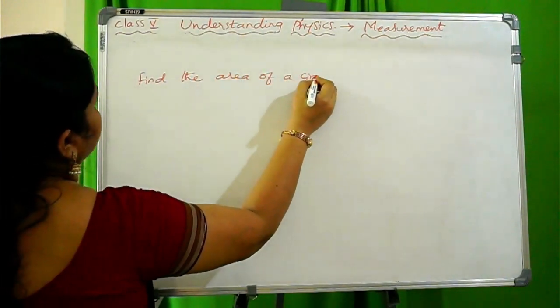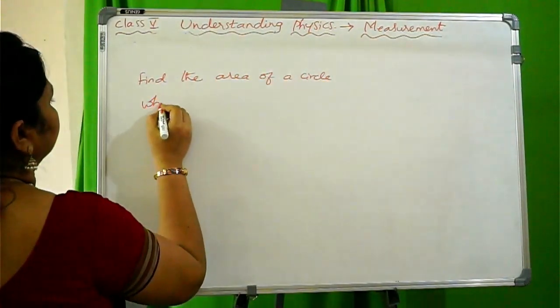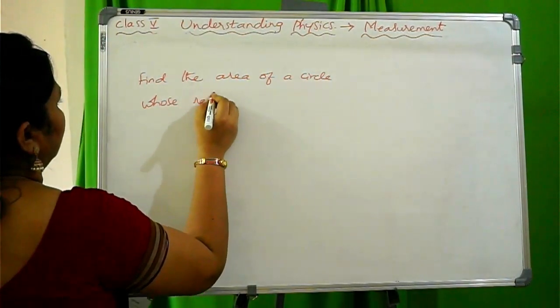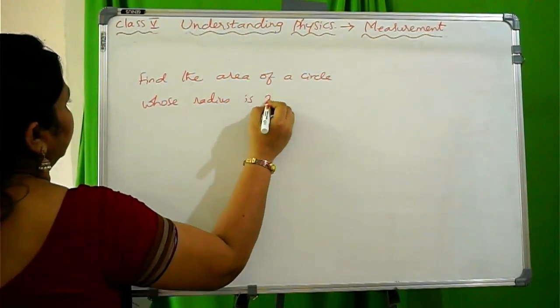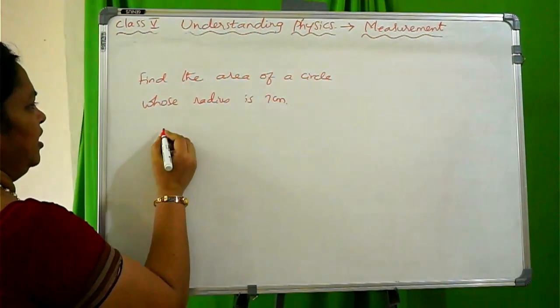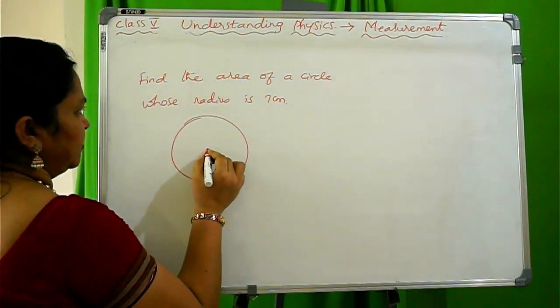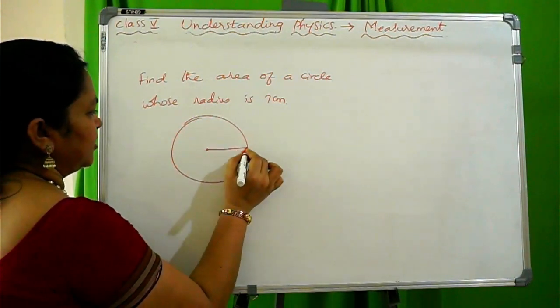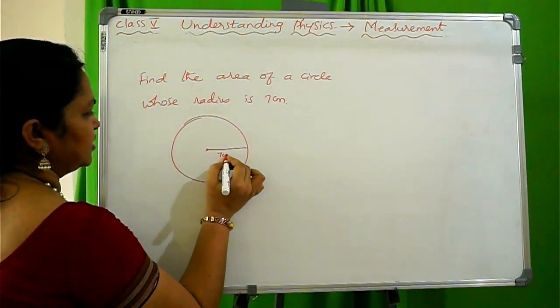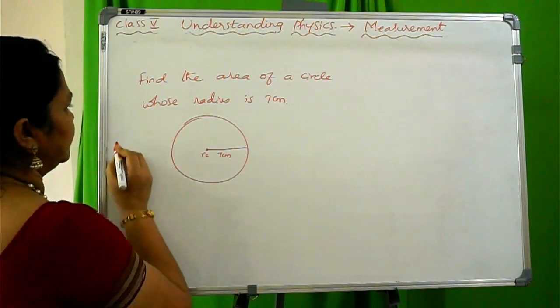Find the area of a circle whose radius is 7 centimeter. Okay, now just draw one circle. This is the center point. From the center point to here, we will call it the radius. Keep this as radius is equal to 7 centimeter.